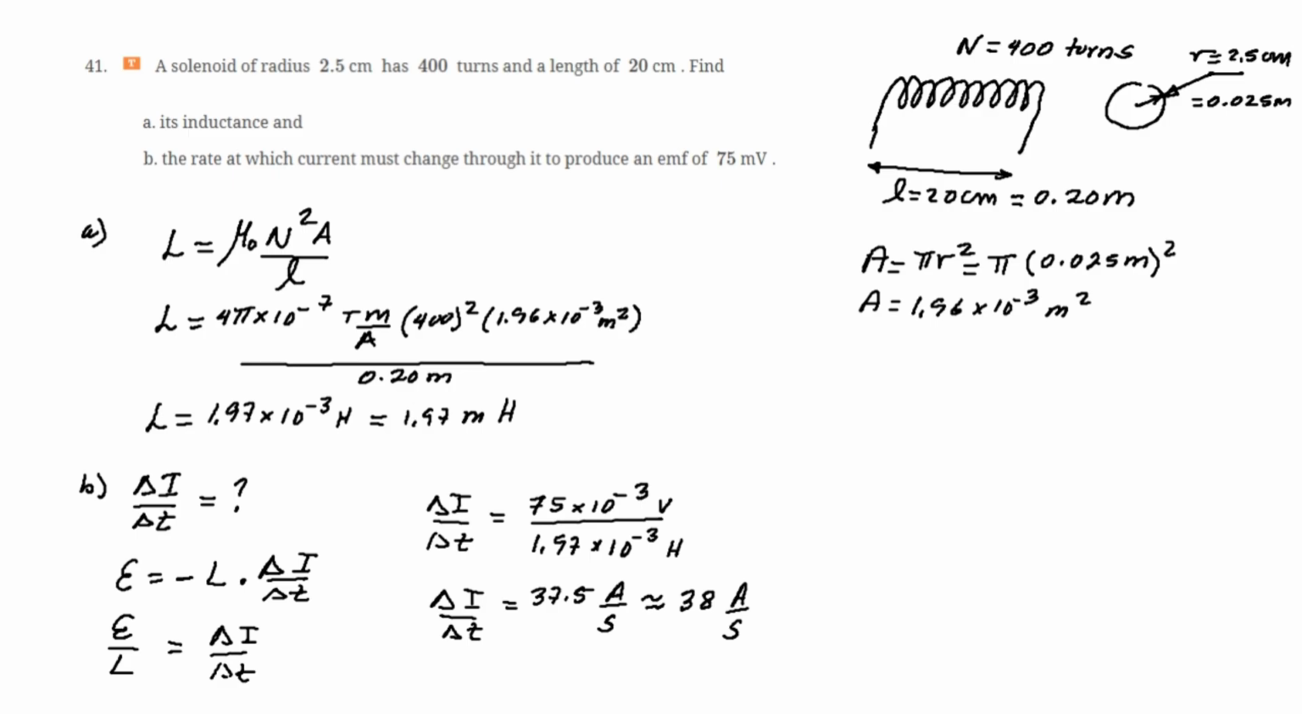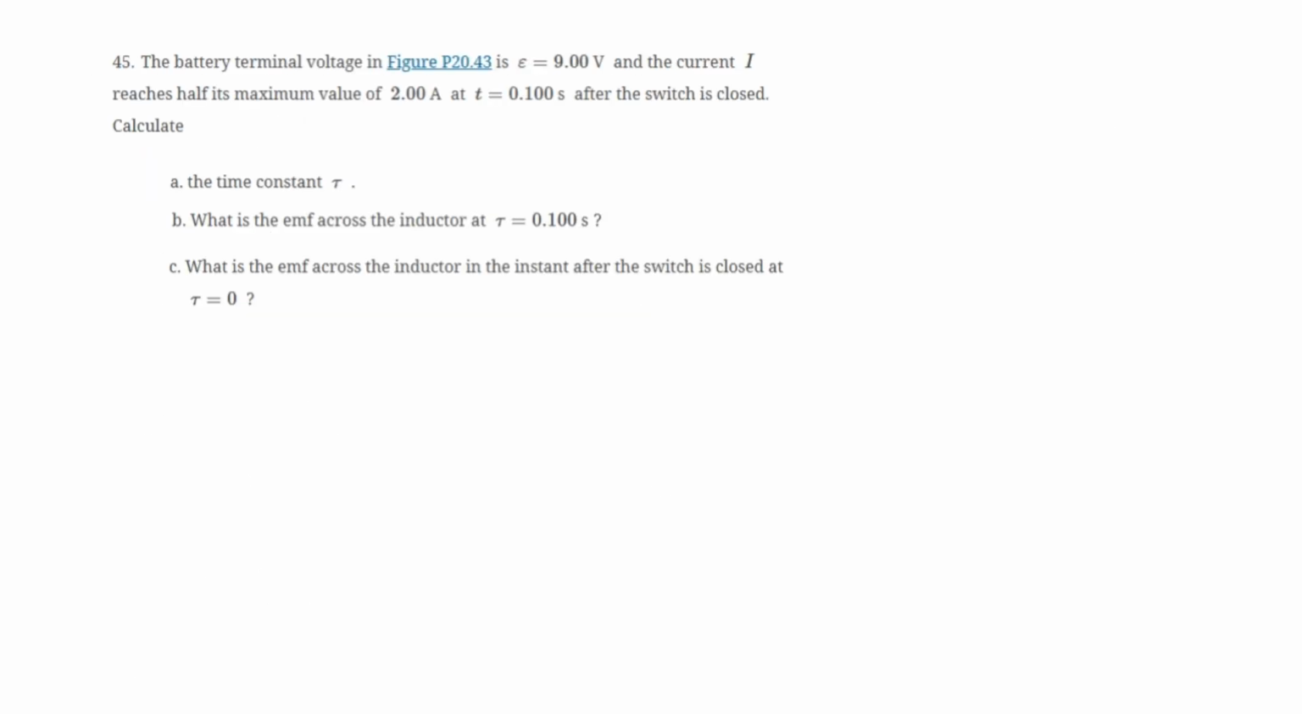I have here now one more exercise that is about an RL circuit, because they say, in this case, that the battery terminal voltage is 39 volts and the current I reaches half its maximum value of 2 ampere at 0.100 seconds after the switch is closed. So they are asking to calculate the time constant.